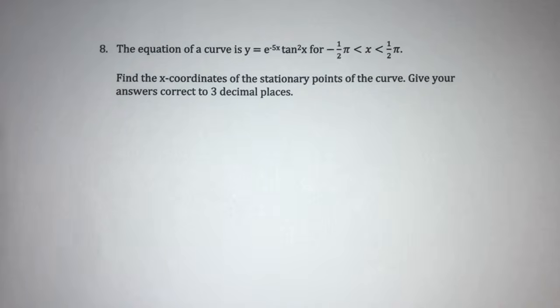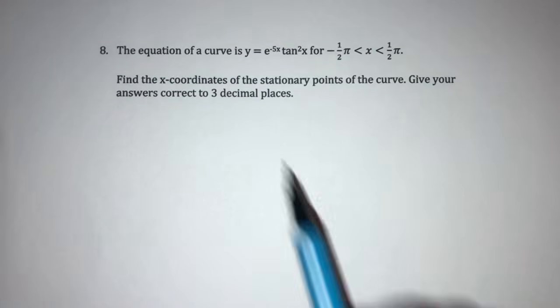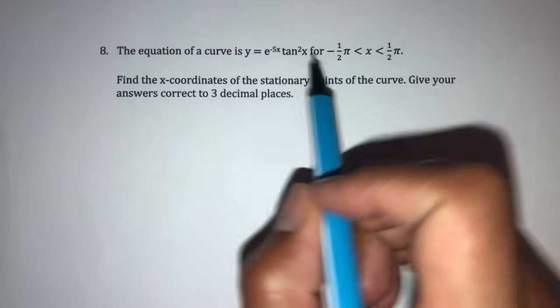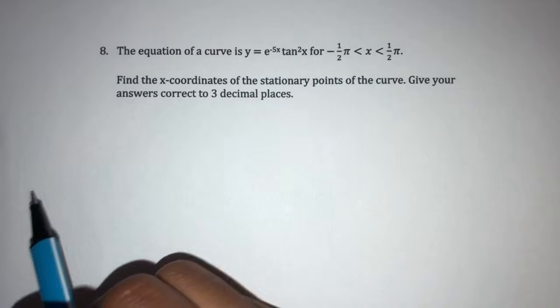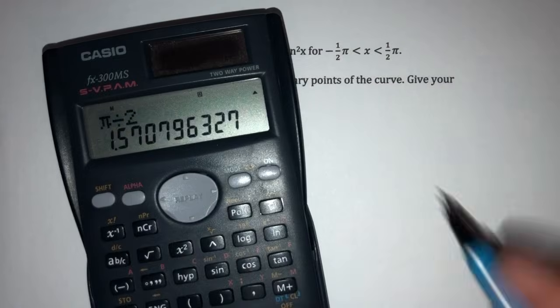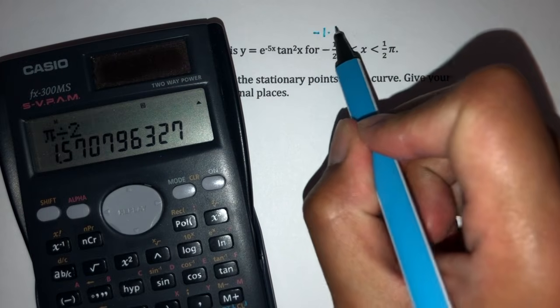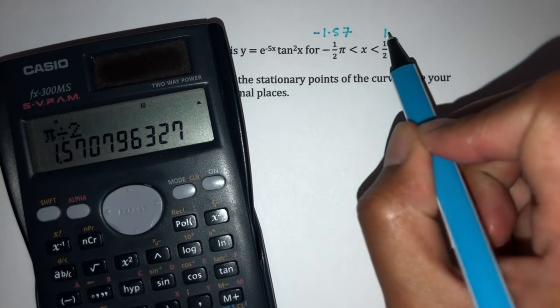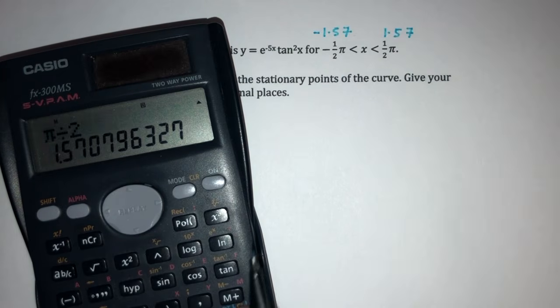Let's move on to question number 8. The equation of the curve is given by y equal to this for this domain. Now what are those values? So what is pi divided by 2? That will be, on one side we have minus 1.57, and here we have 1.57. So x will be between those values.